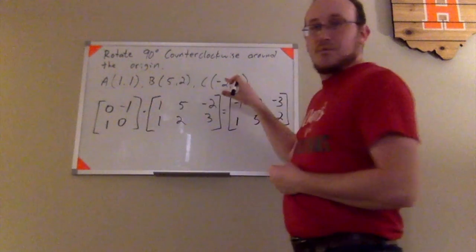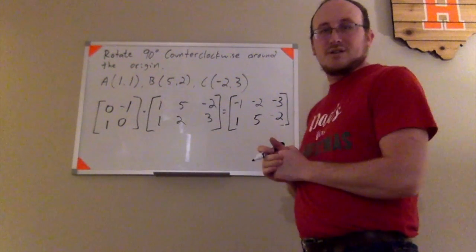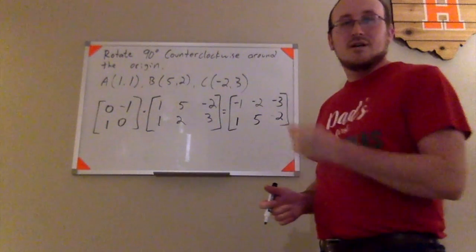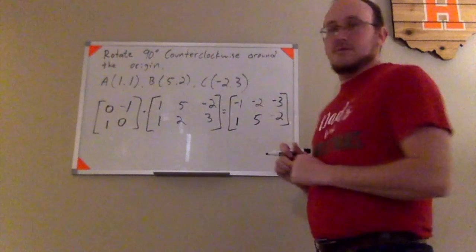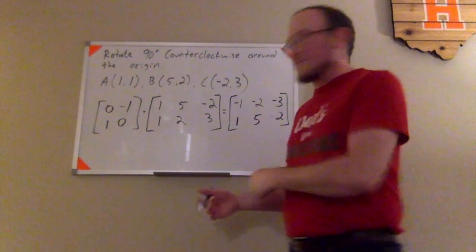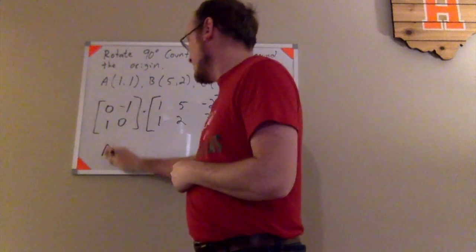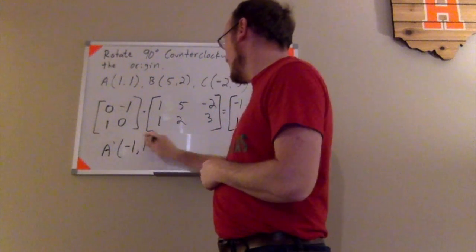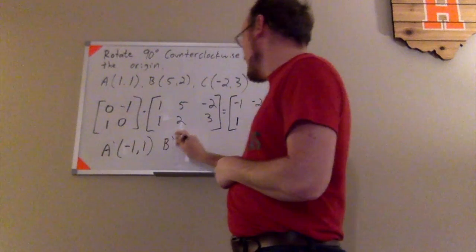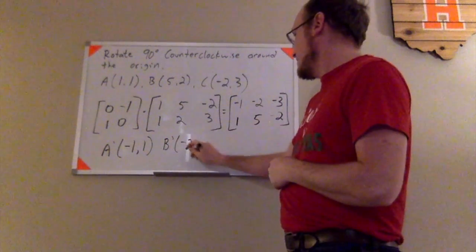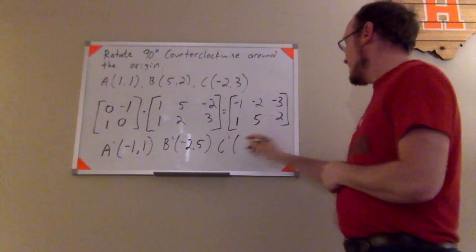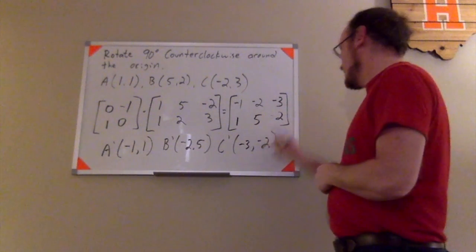These were the coordinates, the pre-image before the transformation takes place, this transformation specifically being a rotation 90 degrees counterclockwise about the origin. These are the coordinates of what we call the image, the result afterwards. And I will go ahead and write them with the prime notation. So A prime would be the point -1, 1. B prime would be the point -2, 5. And finally, C prime would be -3, -2.